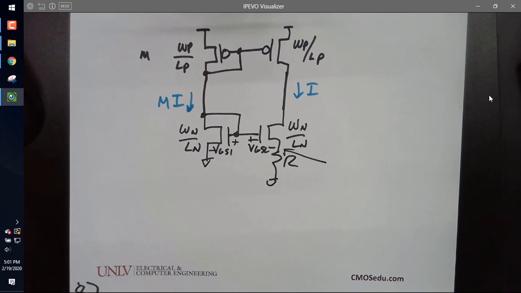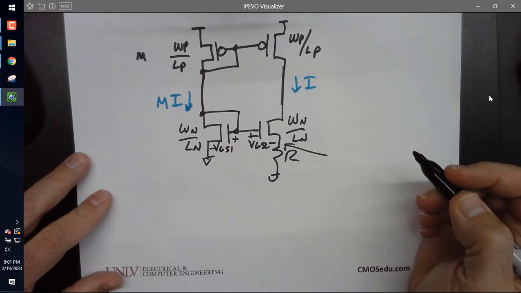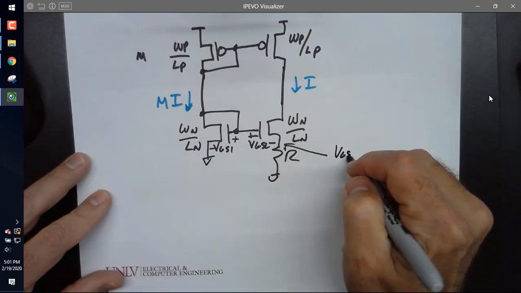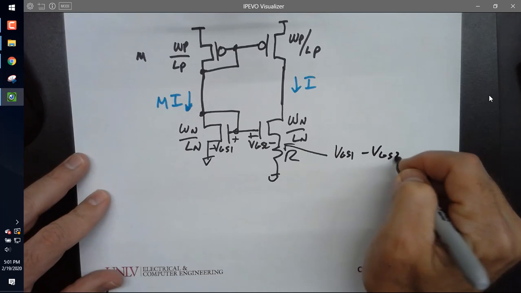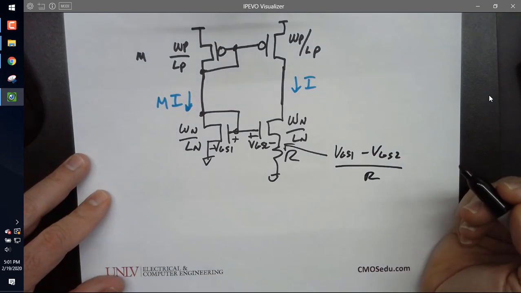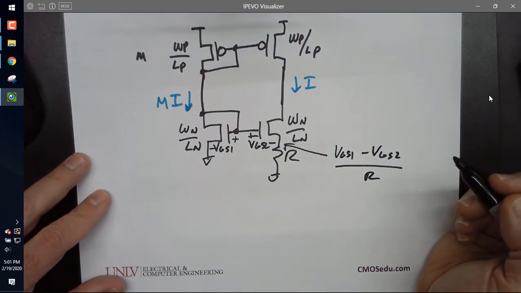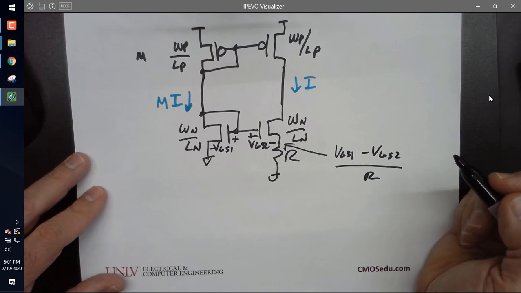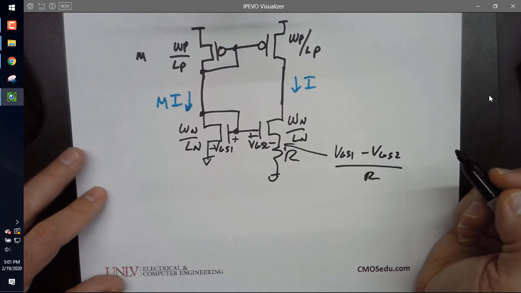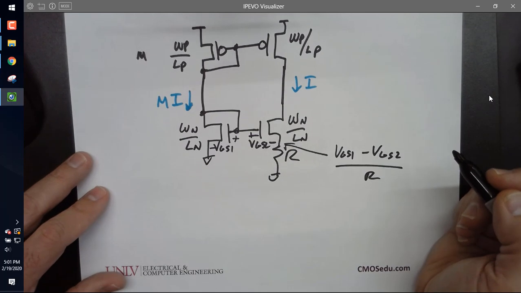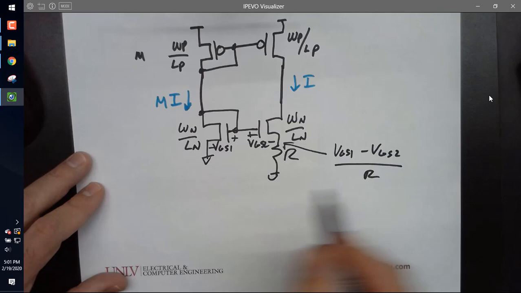Okay, so what's the voltage drop across the resistor? It's the same exact thing. Wait, hold on, we're not done. It's not exactly the same. So what is VGS1?